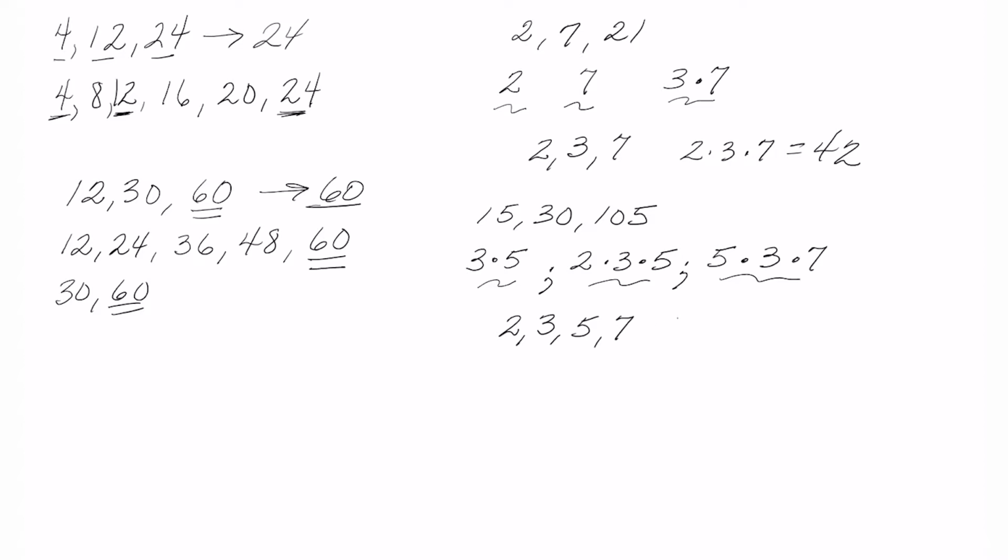When we multiply these together, we get 2 times 3 times 5 times 7. So 2 times 3 gives us 6, times 5 times 7. So 6 times 5 gives us 30, and 30 times 7 is 210.